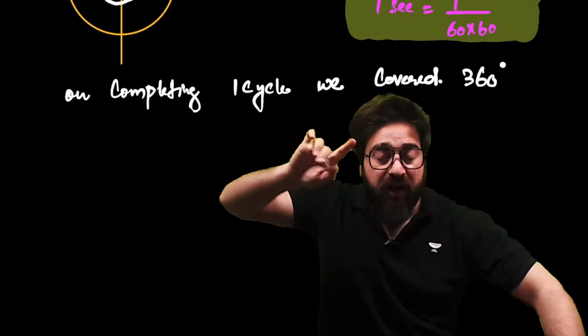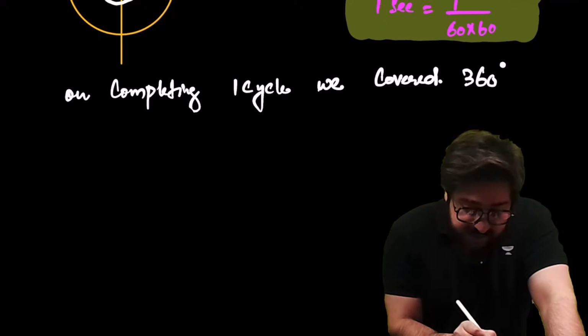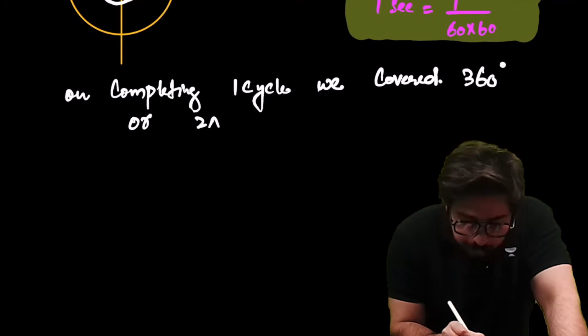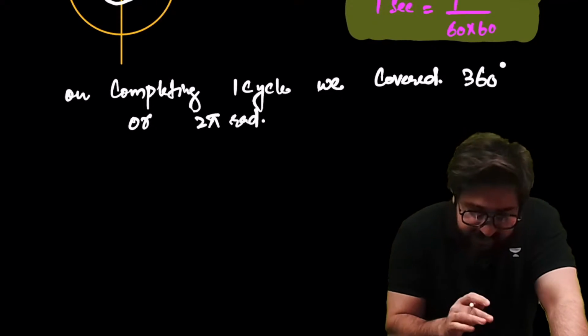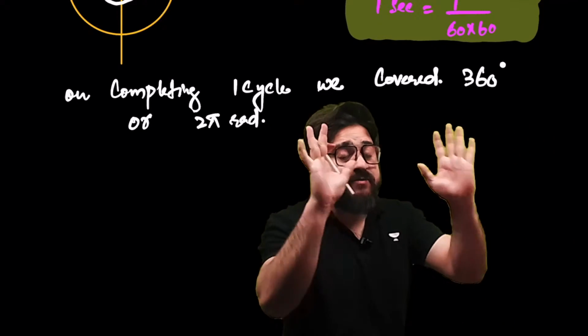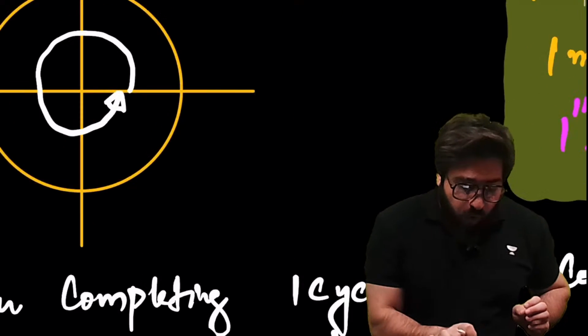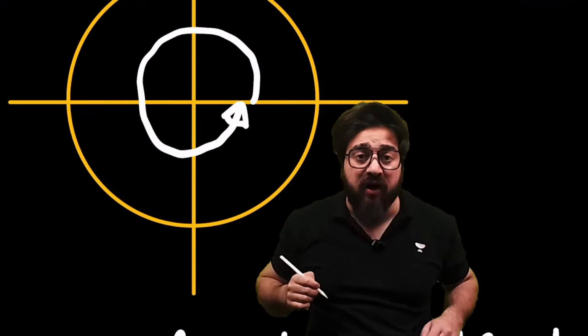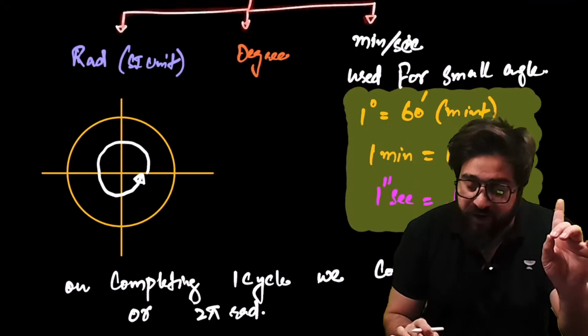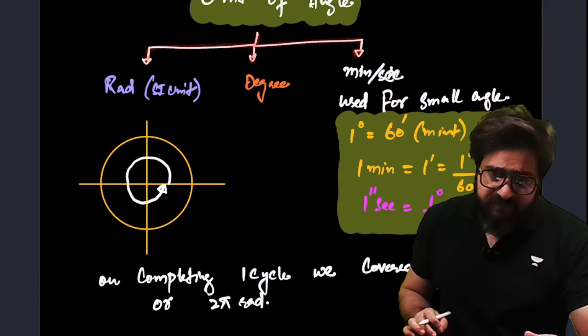One complete cycle. Either you say 360 degrees or you say 2 pi radians. From now onwards, if somebody says, sir, on completing this one cycle in one circle, how much angle have you covered? You'll say 360 degrees, or you say 2 pi radians. It is one and the same thing.